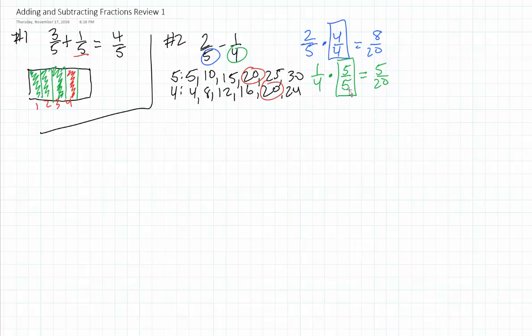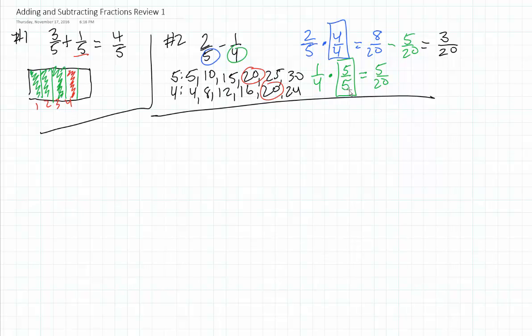Okay, so we'll go ahead and subtract 2/5 minus 1/4. So 8/20 minus 5/20. And once we subtract it, we have 8 pieces. Take away 5, so we have 3 pieces left. And the pieces are the size of 20ths. Okay, so that's number 2.